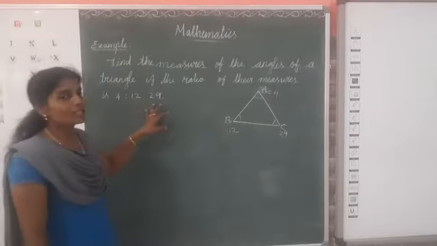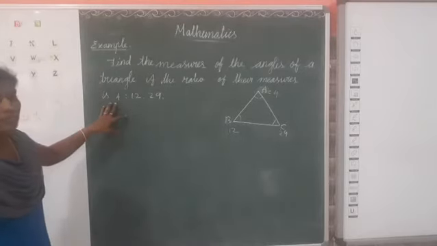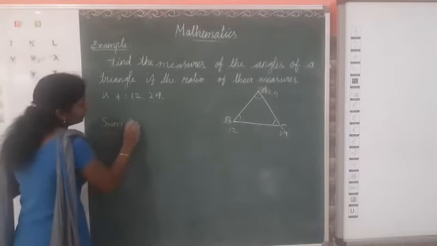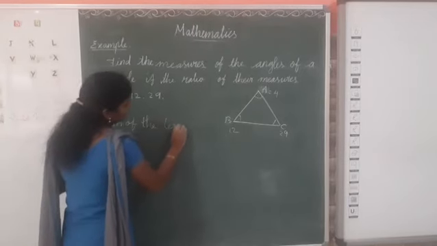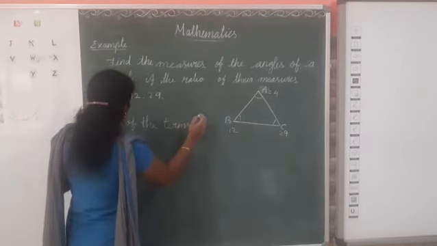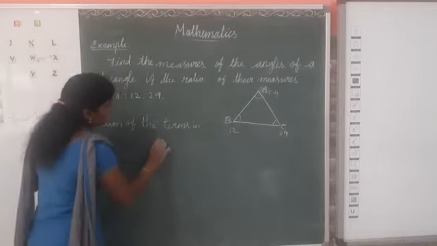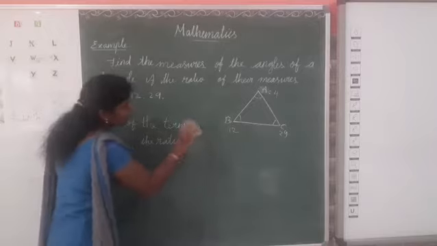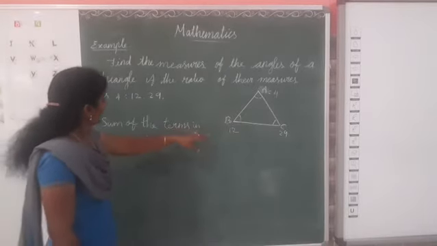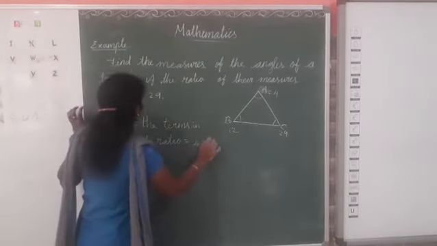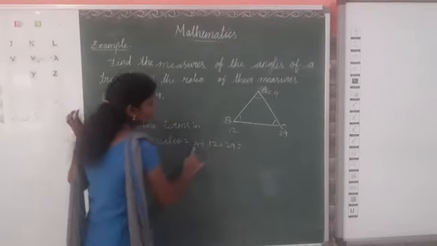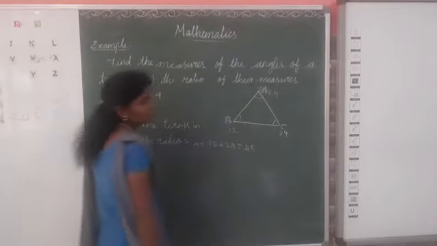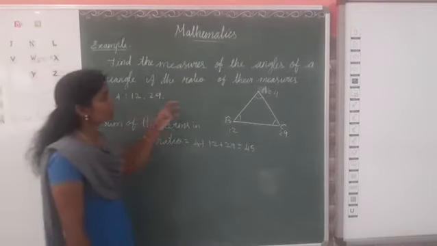Now listen here. The sum of the terms in the ratio is equal to what? 4 plus 12 plus 29, isn't it? 4 plus 12 plus 29 is 45. Okay, 45. Now we want to find each angle.